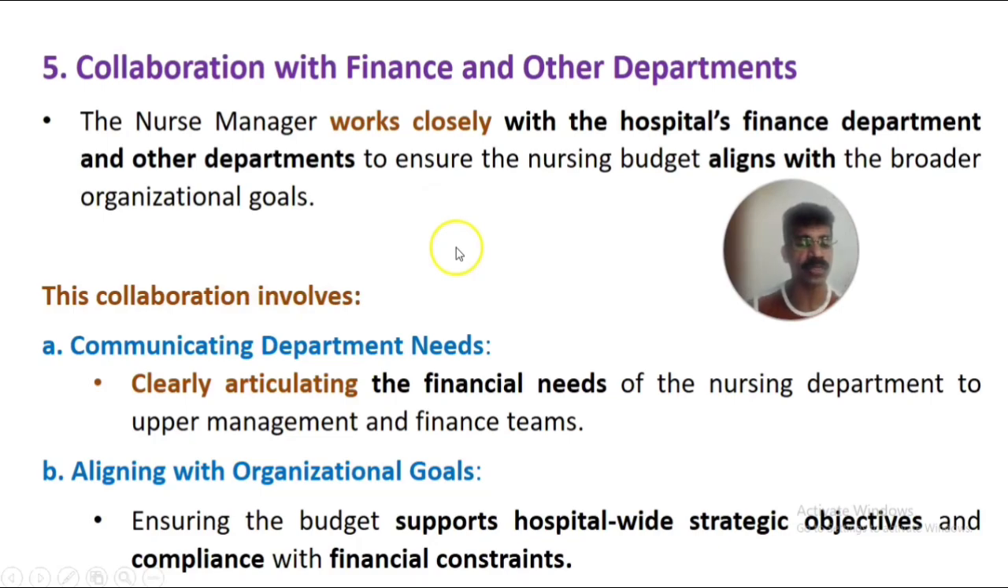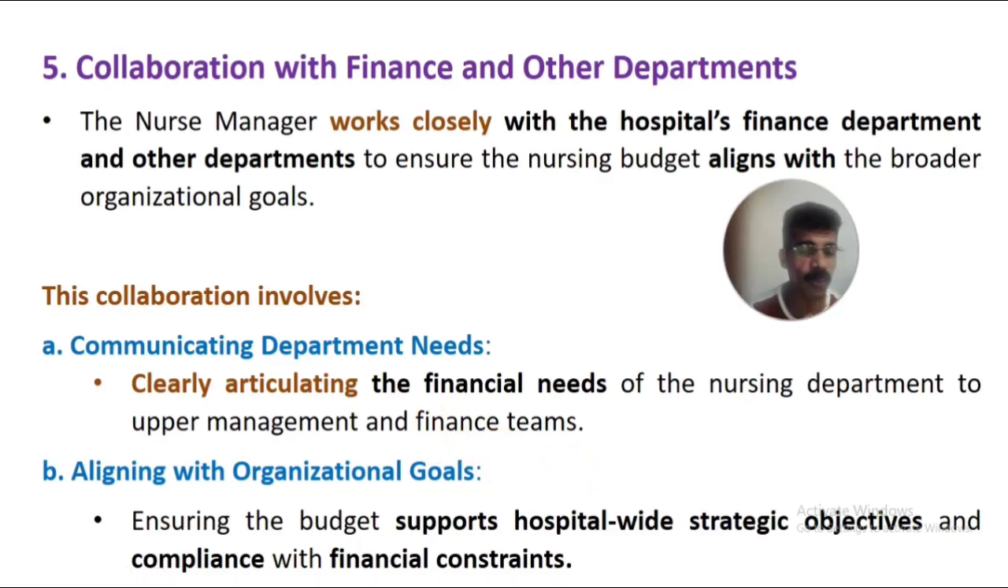This collaboration involves communicating the needs of the department to the hospital finance department. The second one is aligning with the organization goal, so the budget is aligned or balanced with the institutional goals. First one is communicating department needs: clearly articulating the financial needs of the particular department or ward to the upper management, the finance department or other finance team in the hospital.